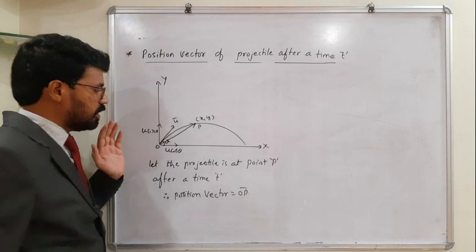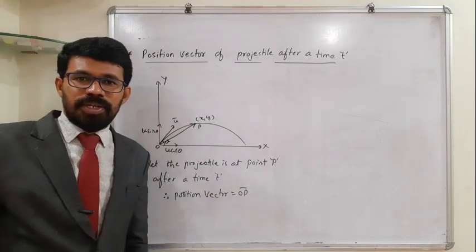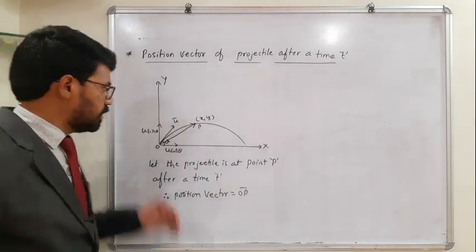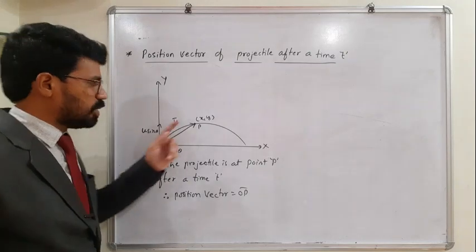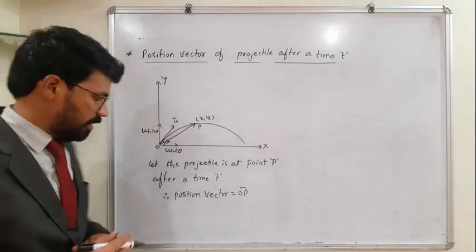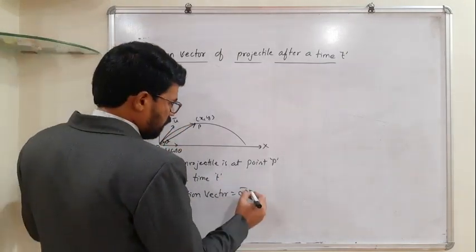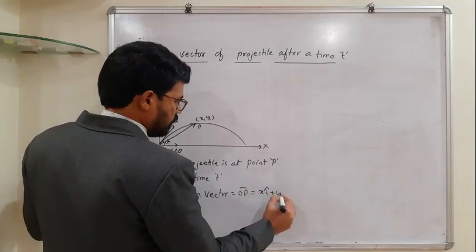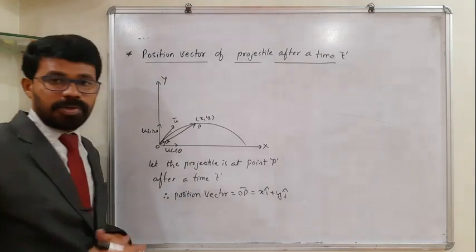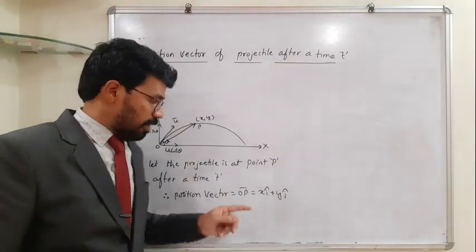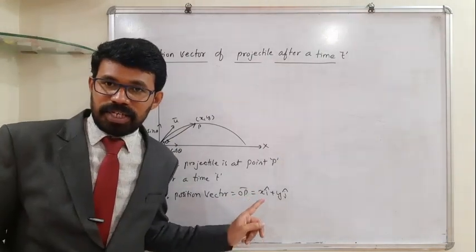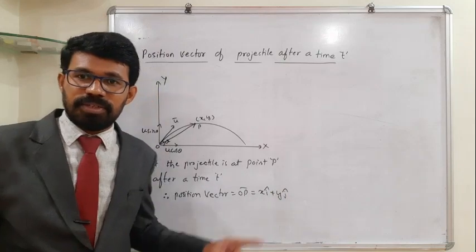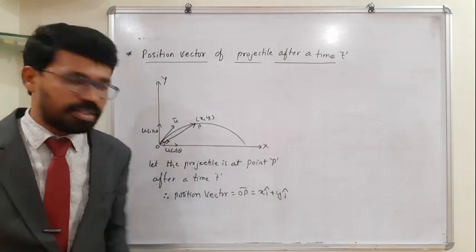What does it mean? It means in a time t, along the x direction, the projectile has traveled a distance equal to x. In a time t, along the y direction, the projectile has traveled a distance equal to y. So in terms of x comma y, how can this position vector be expressed? x i cap plus y j cap. So now our job has become simple. All that we need to do is find out what this x and y are after a time t and substitute here, then you will get the position vector.